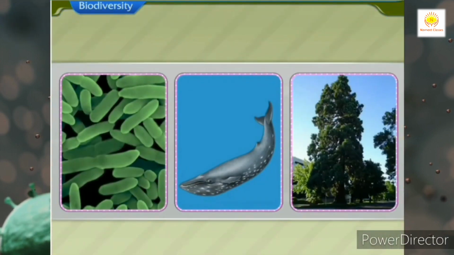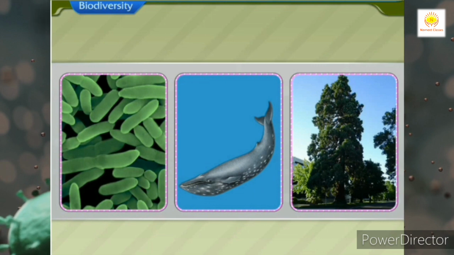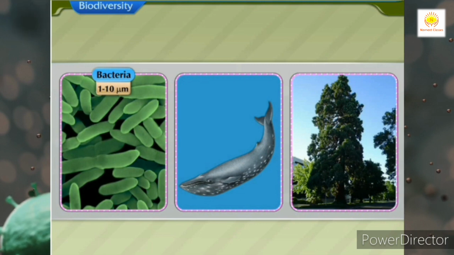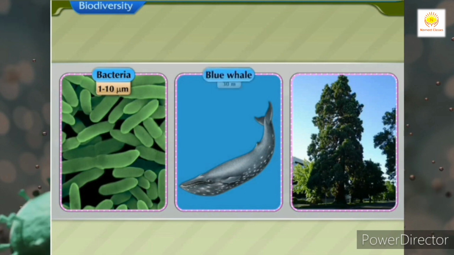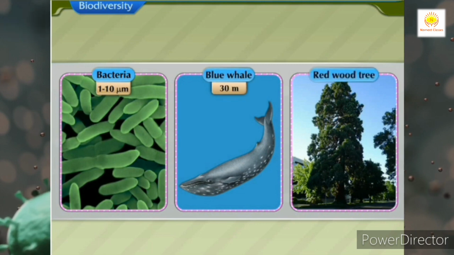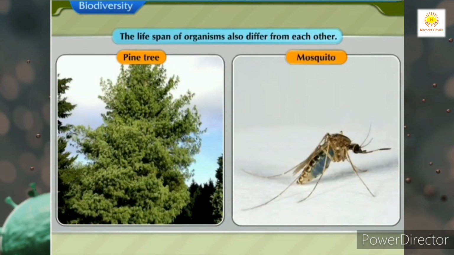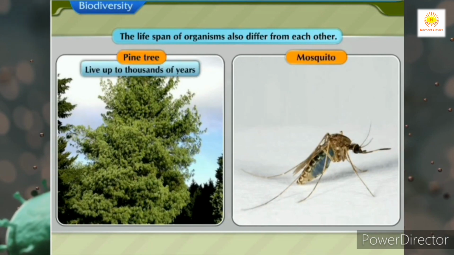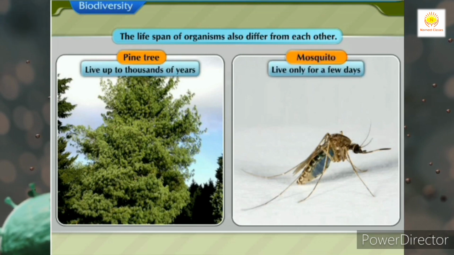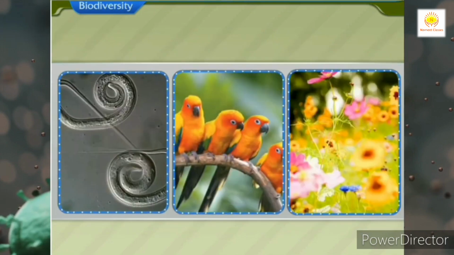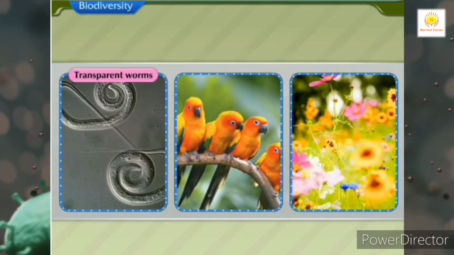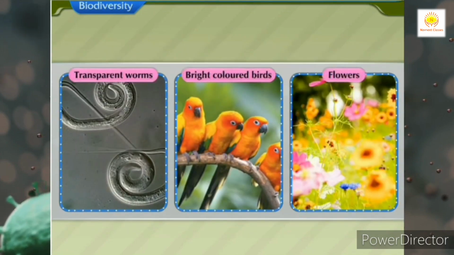If we consider the size of organisms around us, we have the microscopic bacteria, which is only a few micrometers, while the average size of a blue whale is 30 meters and that of a redwood tree is about 100 meters. The lifespan of organisms also differs from each other. For instance, pine trees live up to thousands of years, while insects like mosquitoes live only for a few days. We can also see colorless or transparent worms, as well as bright-colored birds and flowers around us.